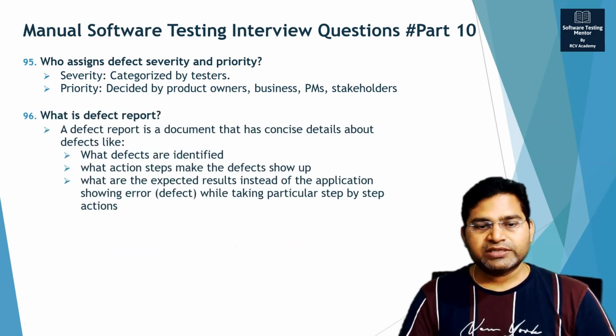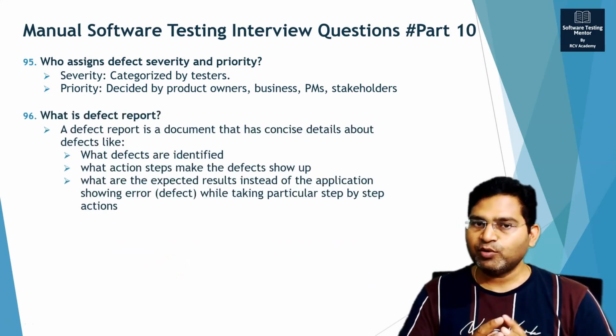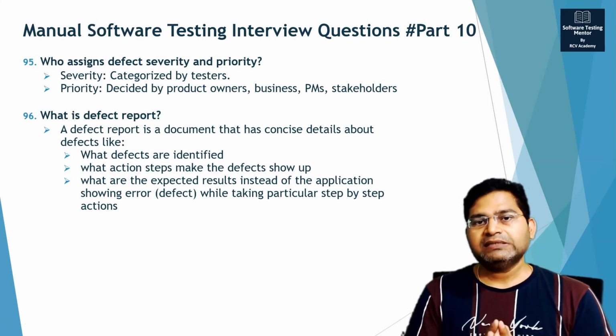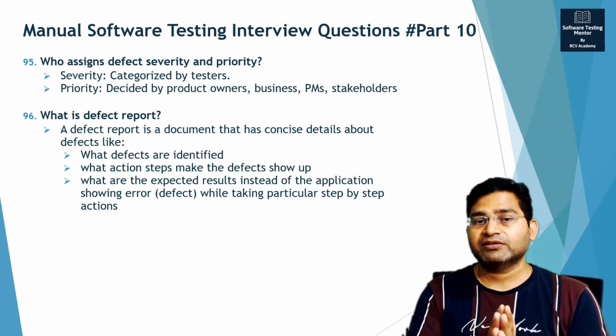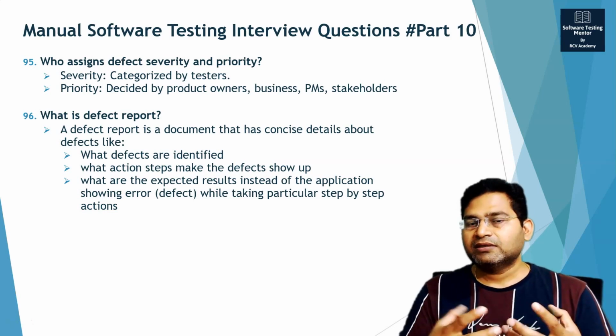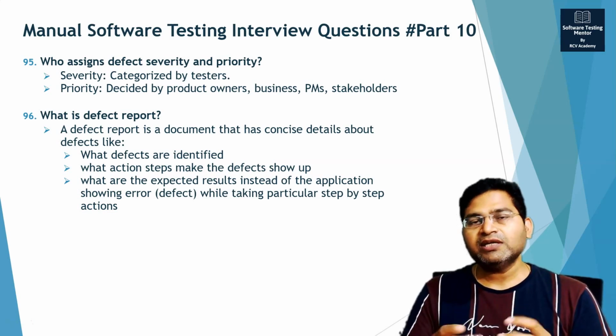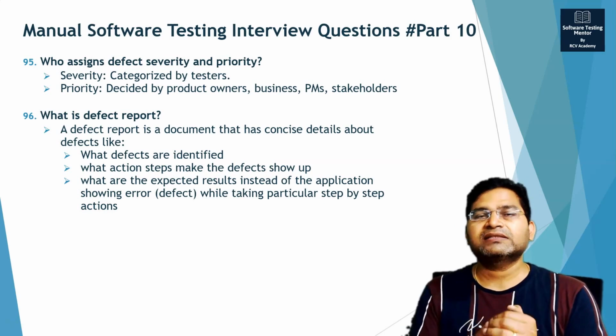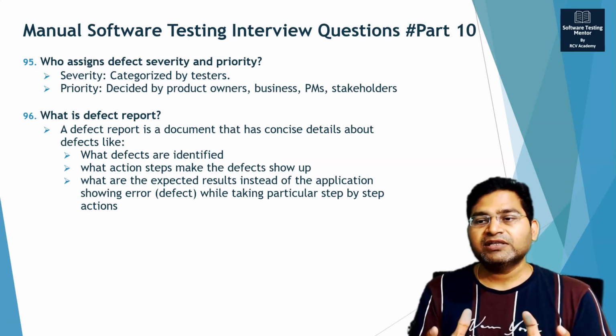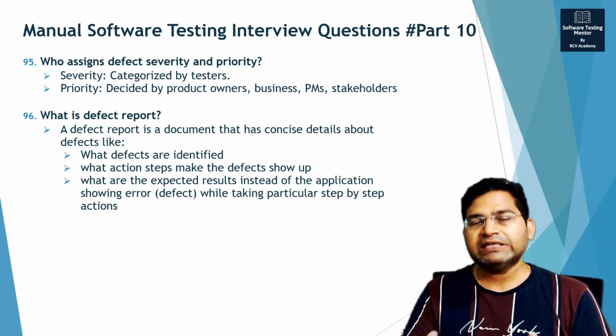Now 96th question, what is defect report? Okay, so defect report is a document that has concise detail about the defects. Okay, now defect report, as the name itself says, it's a report for defects. Okay, and that report contains information about the defects in a particular cycle, in a particular phase, in a project.